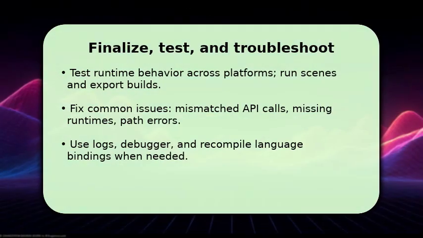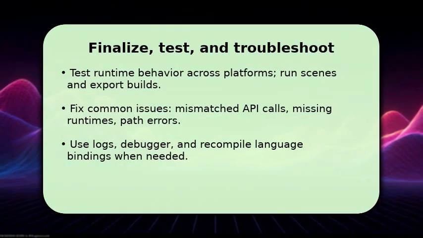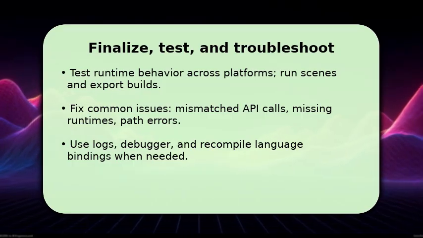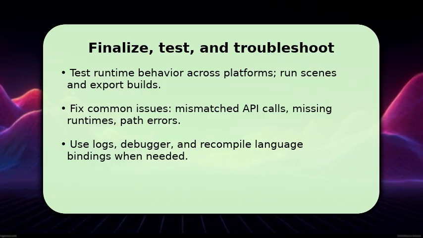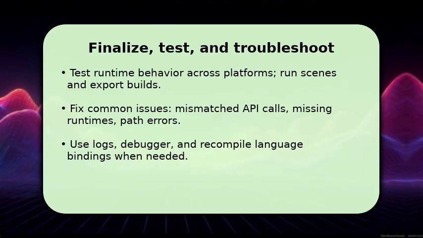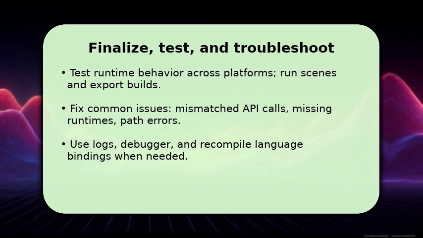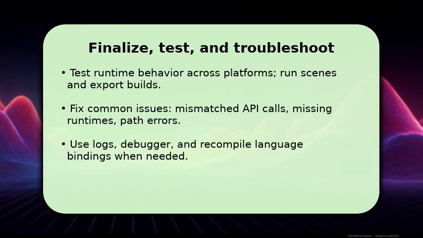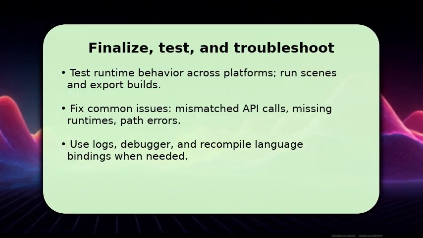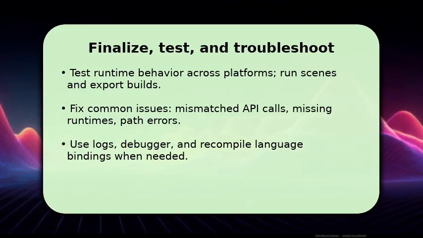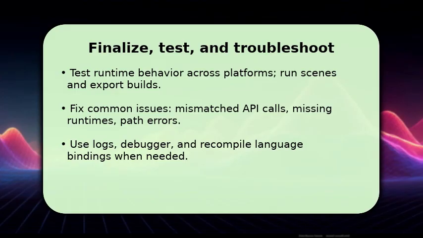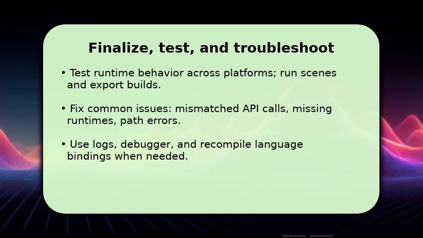Finish by running thorough tests, play scenes, run export builds, and check behavior on target platforms. If something breaks, first inspect the output log and debugger for missing runtimes or API mismatches. Common errors include incorrect method names or file paths. Make sure to recompile native bindings or regenerate C# solution files if symbols are missing.